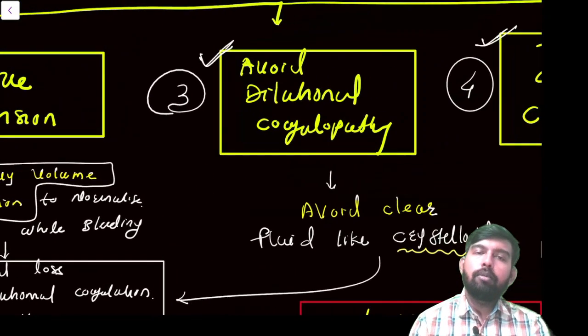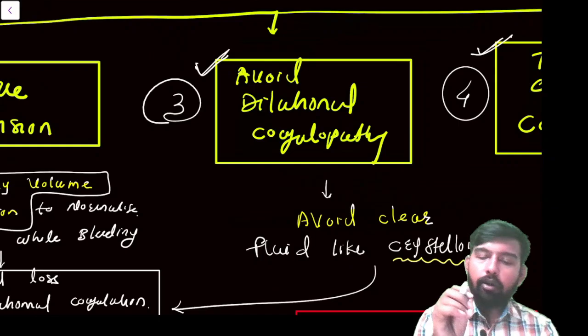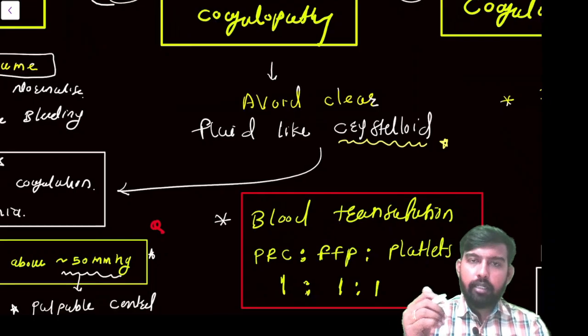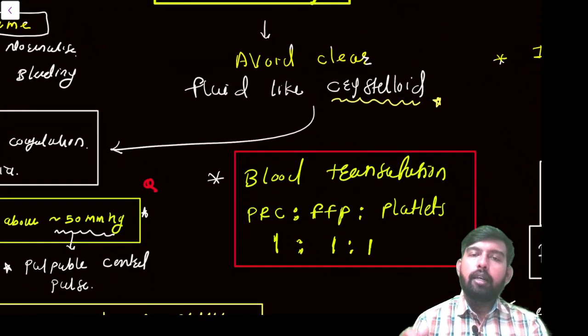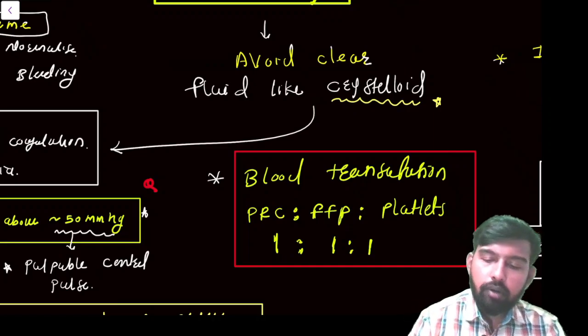So the third component of the damage control resuscitation is the avoidance of the dilutional coagulopathy. As we have already seen, it is to avoid the excess overzealous fluid transfusion like crystalloids. So that could be avoided. If blood is available, it is transfused in the ratio of 1:1:1 of all the components, like PRC, FFP and the platelets, to avoid the dilutional coagulopathy.